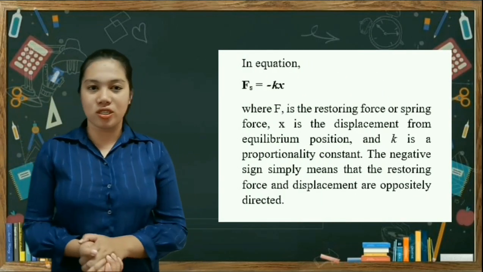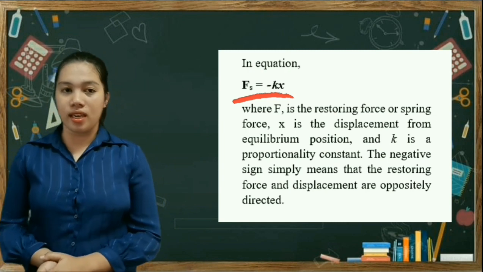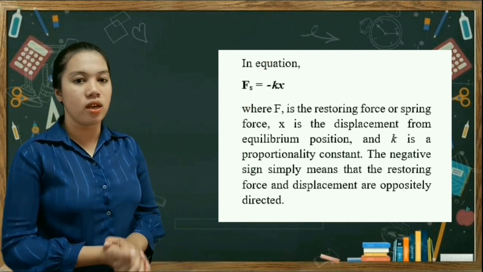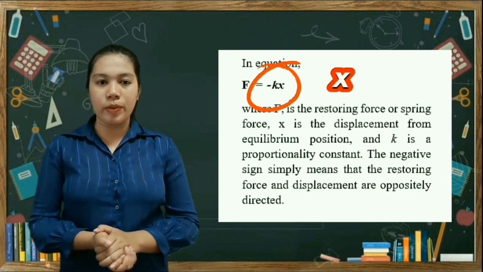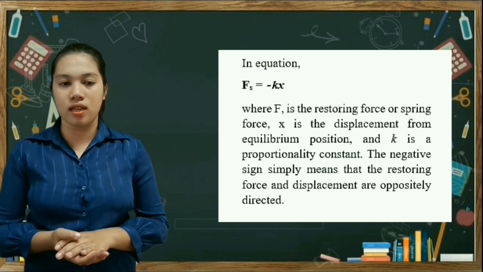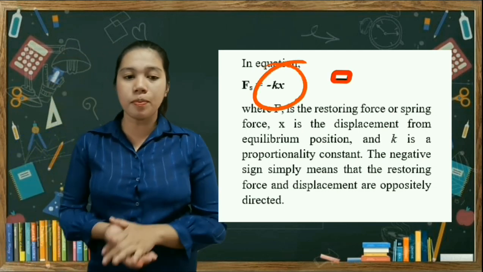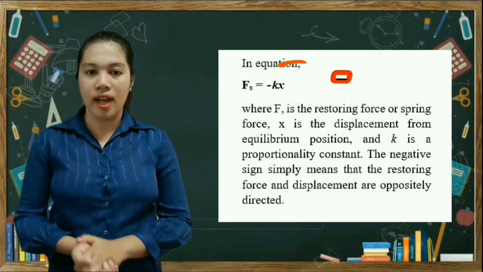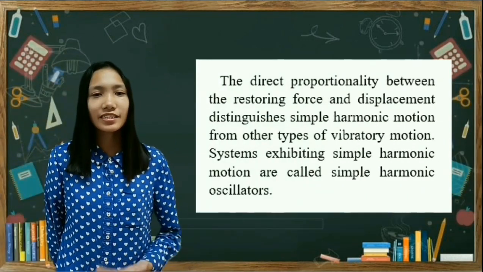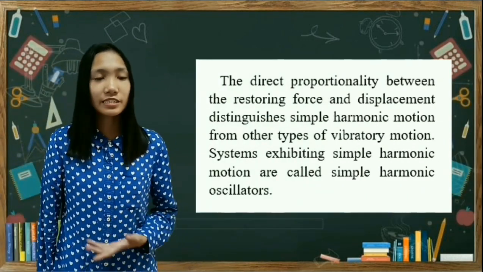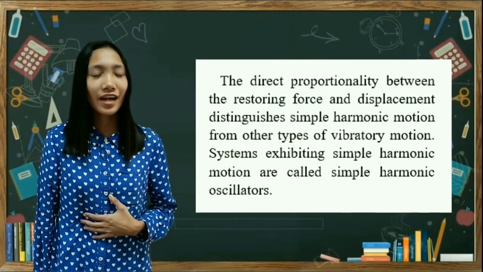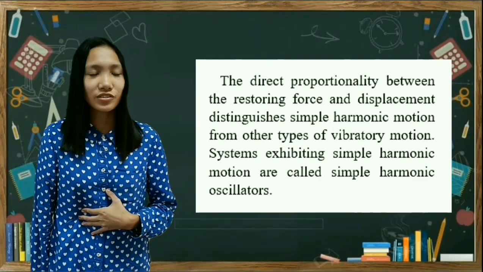In equation, F equals negative kx, where F is the restoring force or spring force, x is the displacement from the equilibrium position, and k is a proportionality constant. The negative sign simply means that the restoring force and displacement are oppositely directed. The direct proportionality between the restoring force and displacement distinguishes simple harmonic motion from other types of vibratory motion.